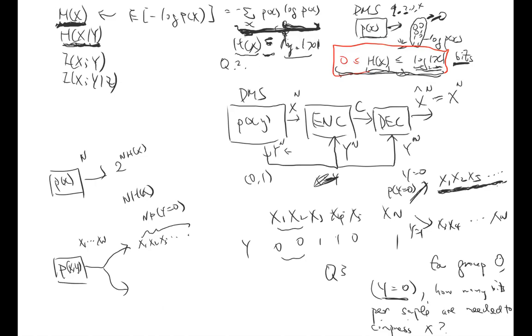For these samples, all of them will have the distribution P(X|Y=0). So the number of typical sequences here will be 2 to the n P(Y=0) times H(X|Y=0). Therefore you will need n P(Y=0) H(X|Y=0) bits here. Because you have n P(Y=0) samples, per sample it will be H(X|Y=0) bits.